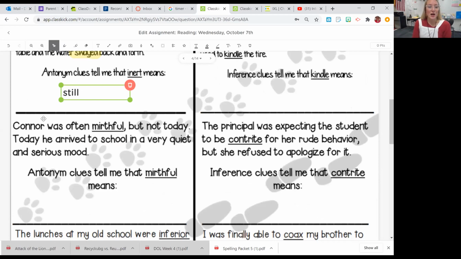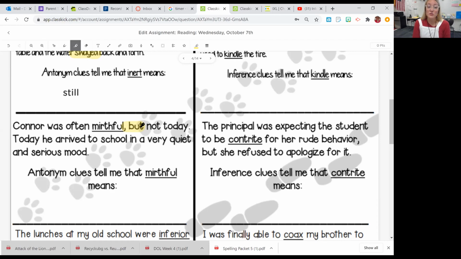Number 2, Connor was often blank, but not today. Now, when we looked at synonyms, we looked at the conjunction and. For antonyms, we can look at the conjunction but, because normally after they put the comma and conjunction, it'll tell you the opposite of what the word before it means.